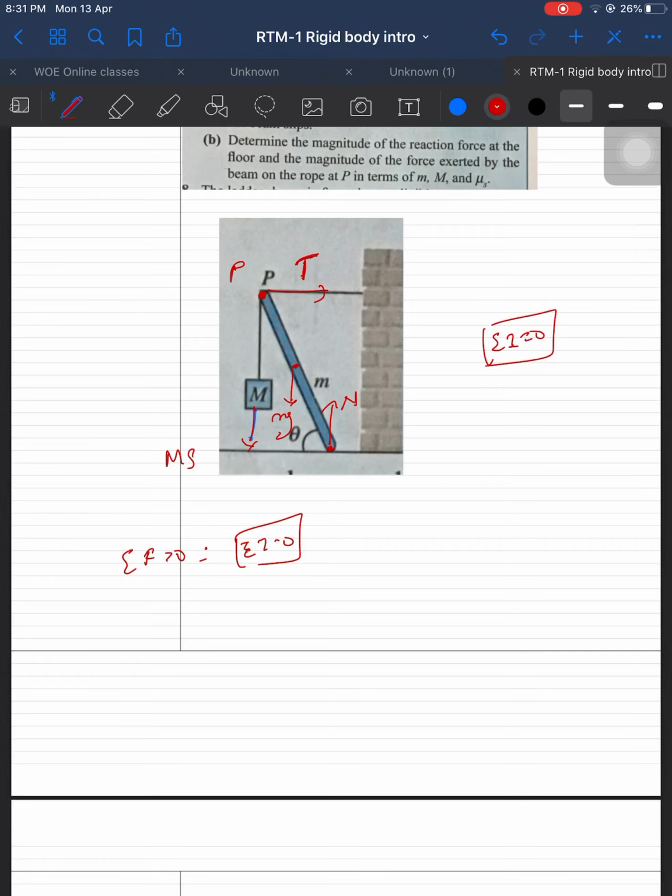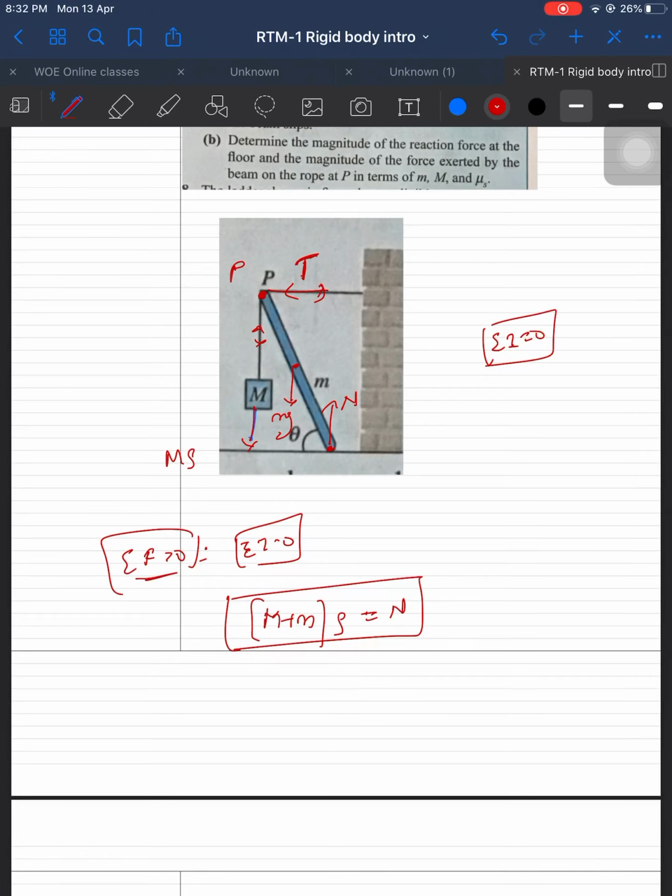If you consider the overall system, I am calculating the net downward force. Tension is an internal force, so it gets cancelled. Here also it gets cancelled. The net downward force is equal to how much? Capital M plus small m into g is equal to the upward force, which is the normal. This downward force is equal to the net upward force. The tension gets cancelled and everything.